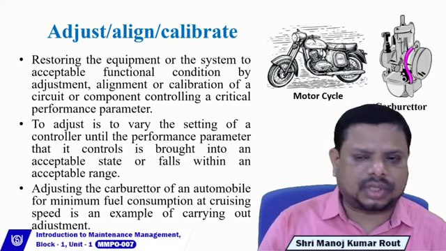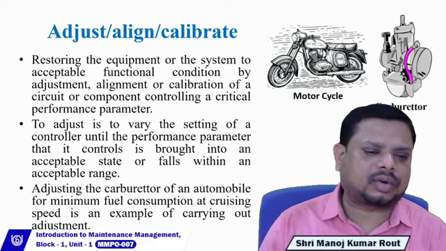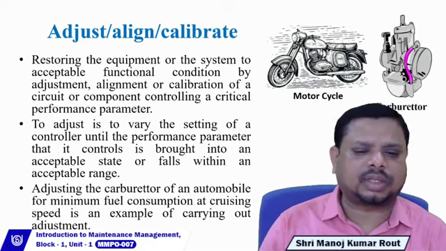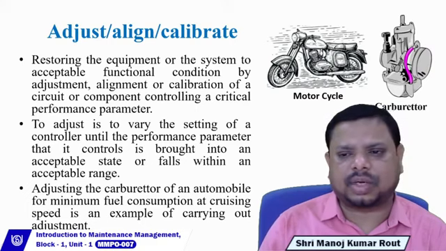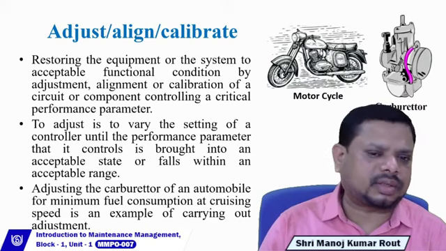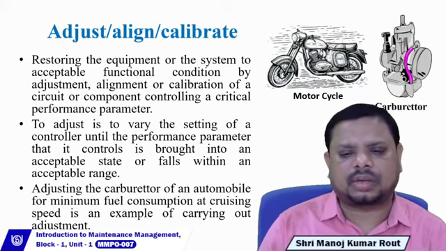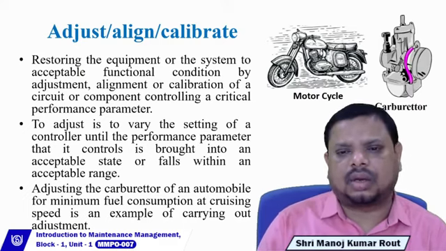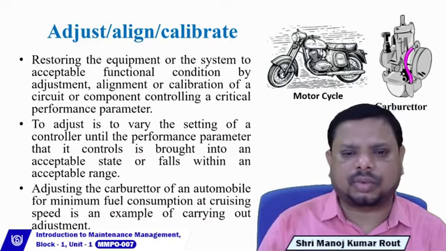As I told in this motorcycle example, adjusting the carburetor of an automobile for minimum fuel consumption at cruising speed is an example of carrying out adjustments. These kinds of activities should be done in various organizations. As I told, it is applicable to various components, such as motors, hydraulic machines, gears, or transmission machines, which are basically applied inside the shop floors.